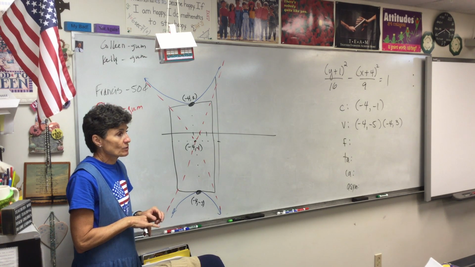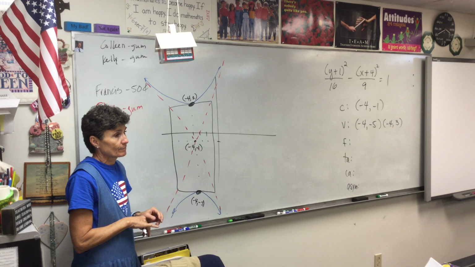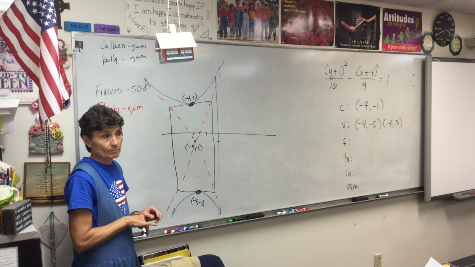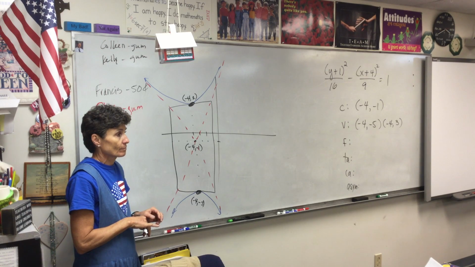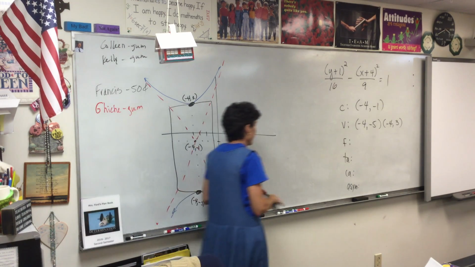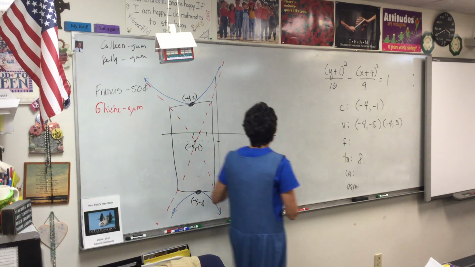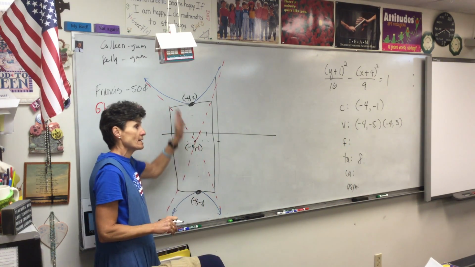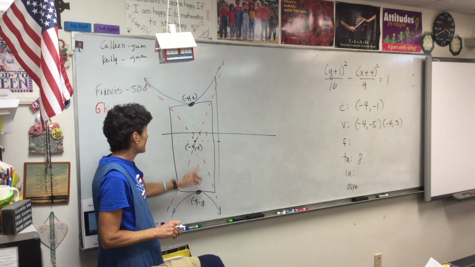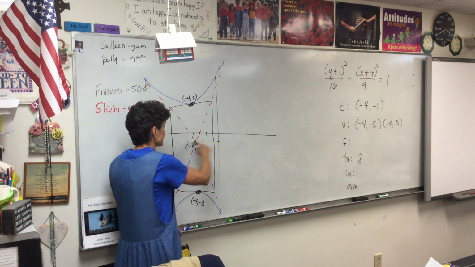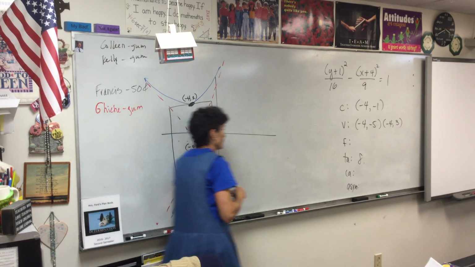How long's your transverse axis? It's 8. Why is your transverse axis 8? Because you're moving up 4 and down 4. Because these are the transverse vertices, and you went up and down 4, that's 8. How long's this one? 6, sideways 3.